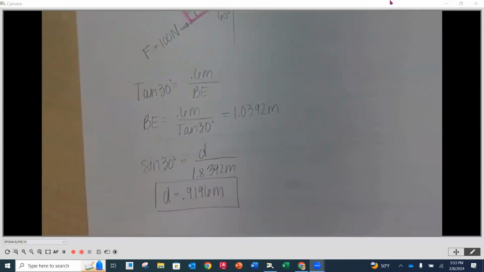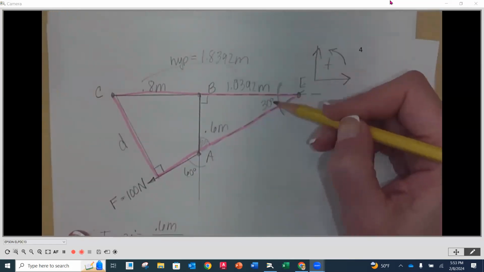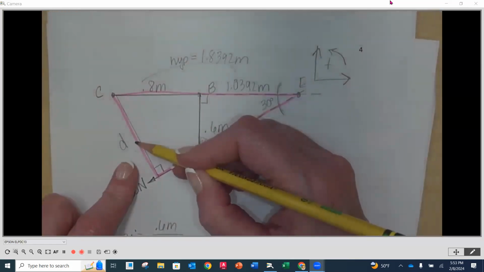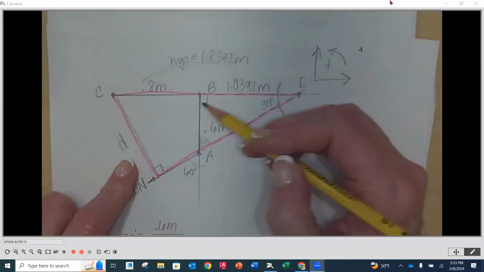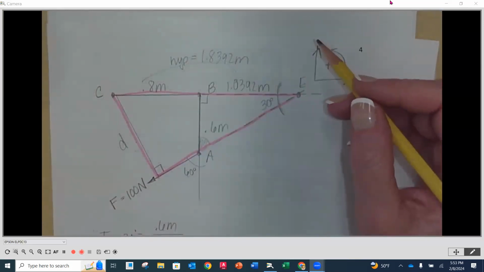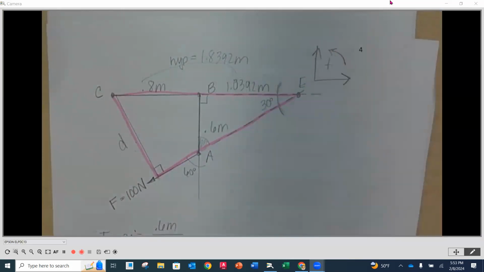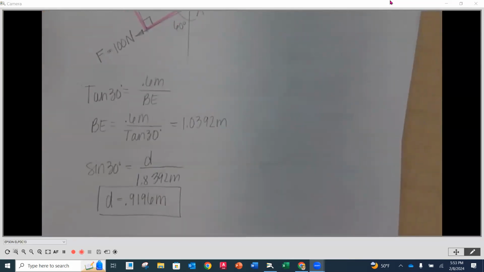Really not a final answer. I shouldn't have boxed it. I'm not done yet. Am I? Yep, sine function, because we've got 30 degrees here. Side opposite is D over the hypotenuse, which is adding the 0.8 and the 1.0392. Okay, so that's my distance.